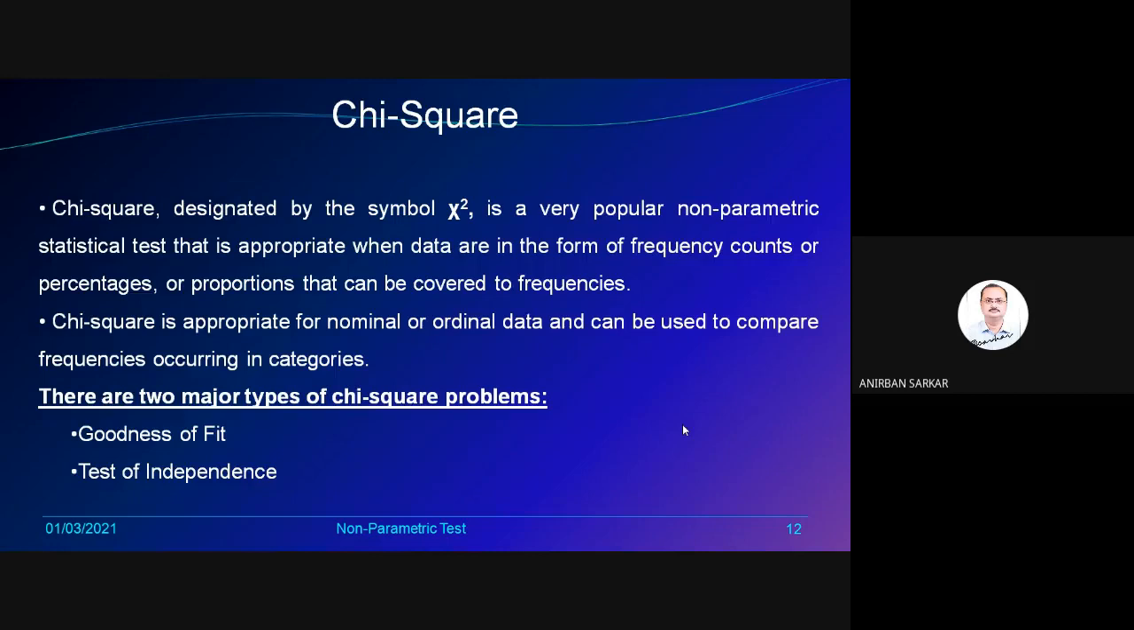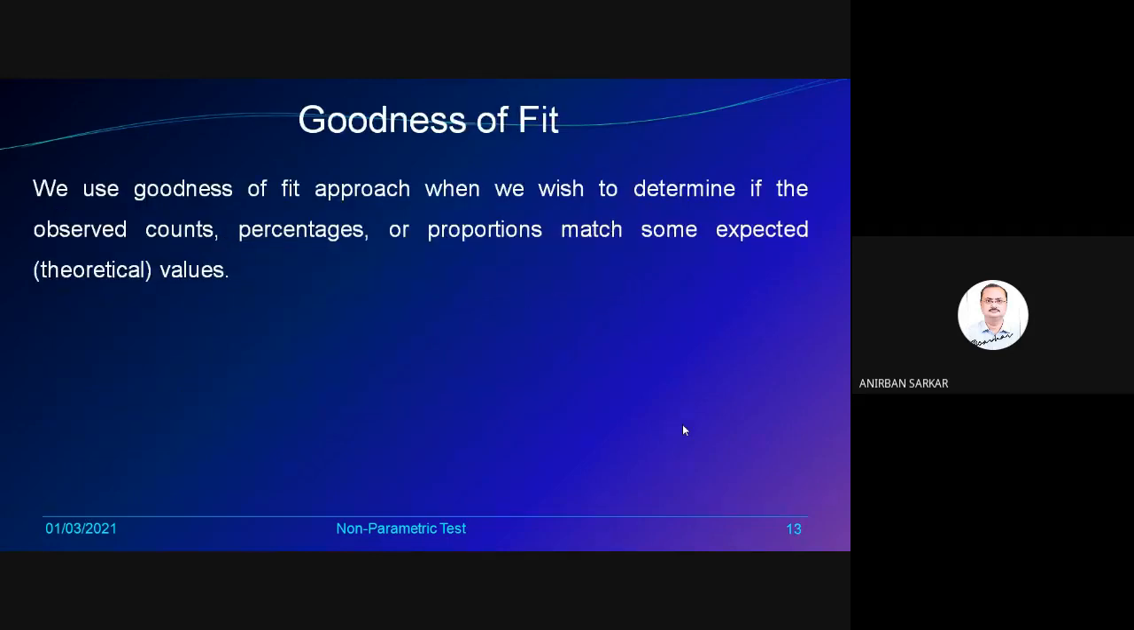So when your data is in frequencies, then you apply chi-square, and there are two versions or forms of chi-square. One is the goodness of fit test, and the other is the test of independence. These two I will cover with two data sets. So let us start with the goodness of fit test. We use the goodness of fit approach when we wish to determine if the observed counts, percentages or proportions match some expected values.